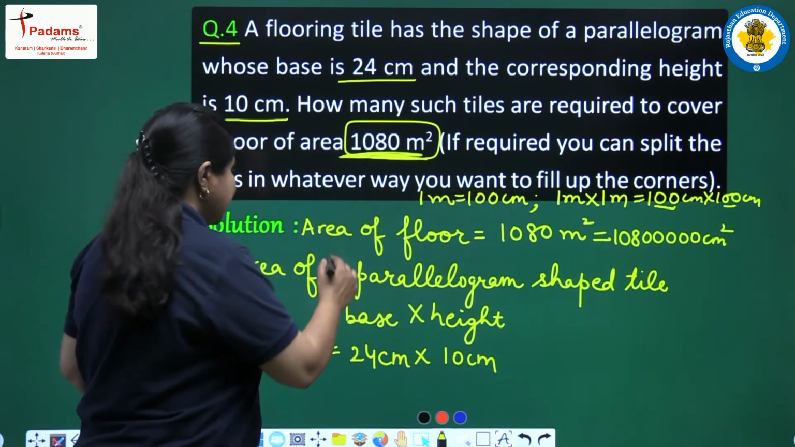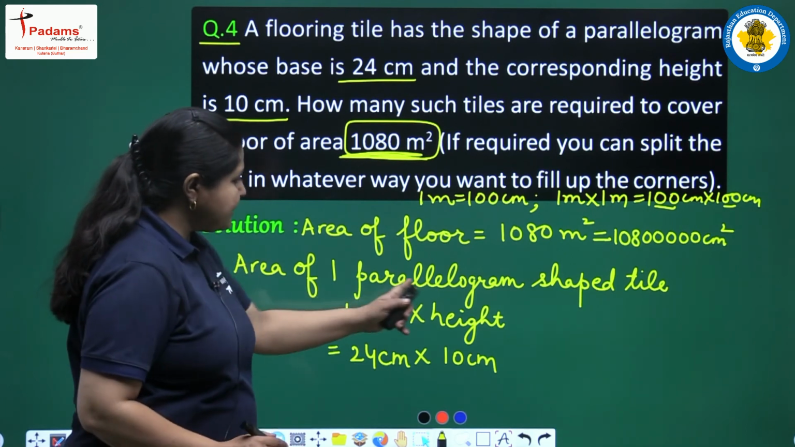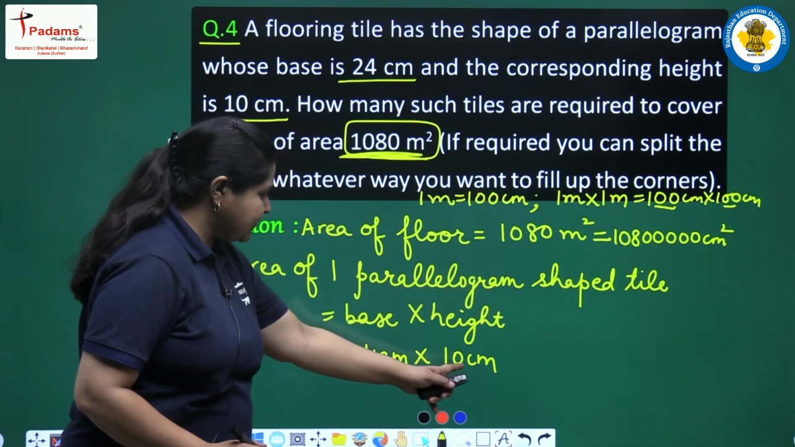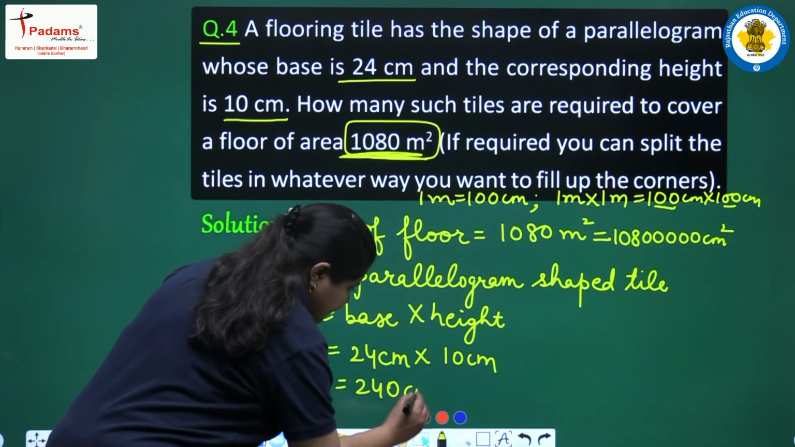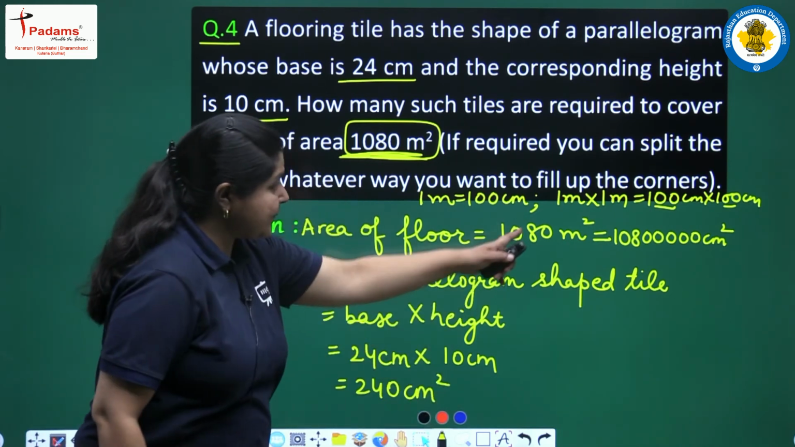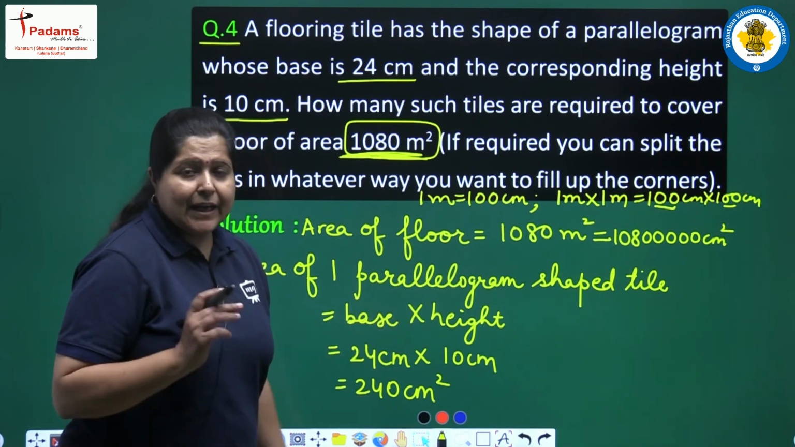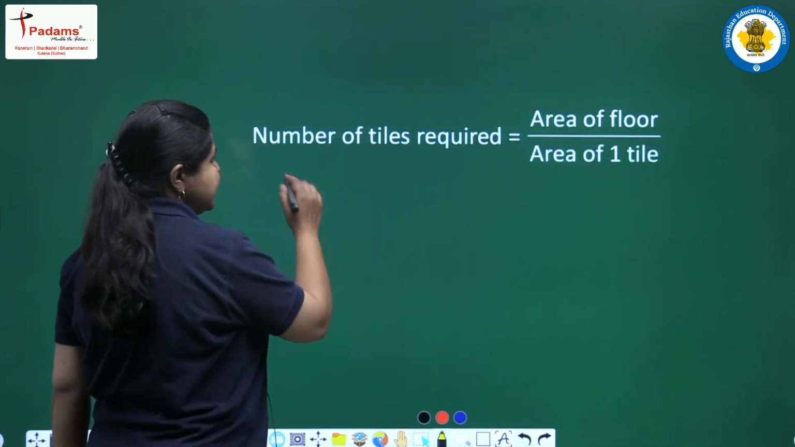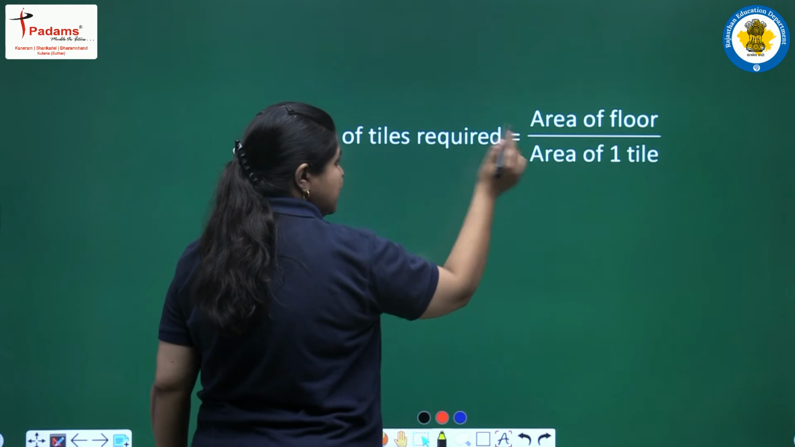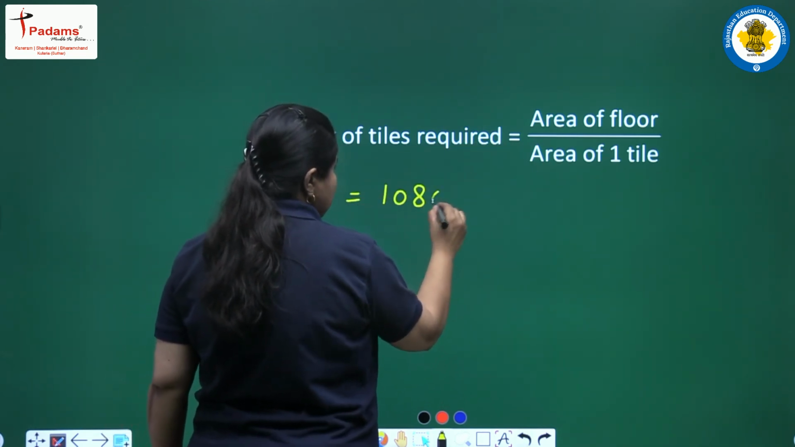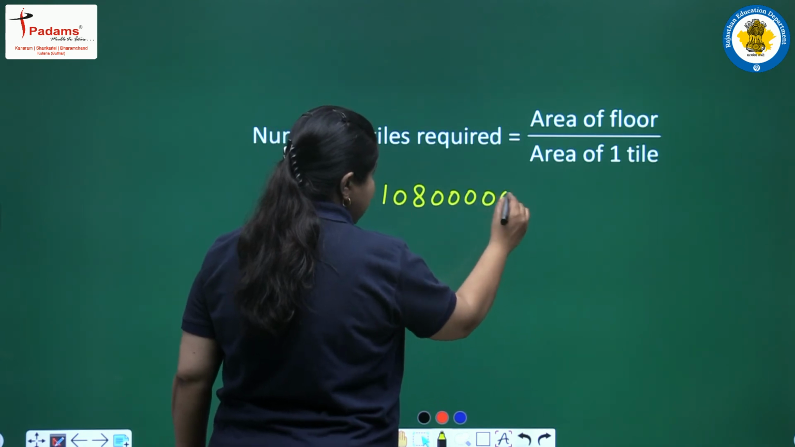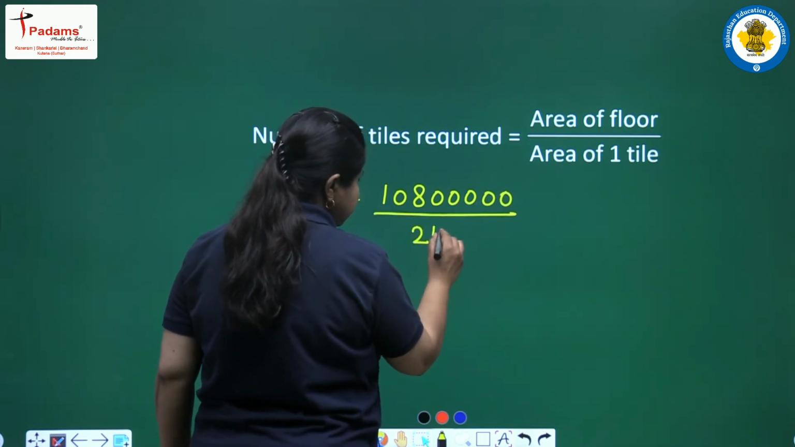This is the area of floor and area of one parallelogram shaped tile. This is 24 into 10. This is equal to 240 centimeter square. तो अब दोनों areas हमें centimeter square में मिल गए हैं. Now we can easily find the number of tiles required. It is given by area of floor upon area of one tile. This is equal to 108, 1, 2, 3, 4, 5 zeros upon here we have 240.